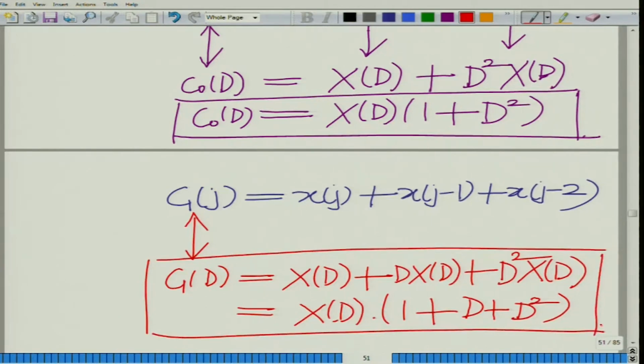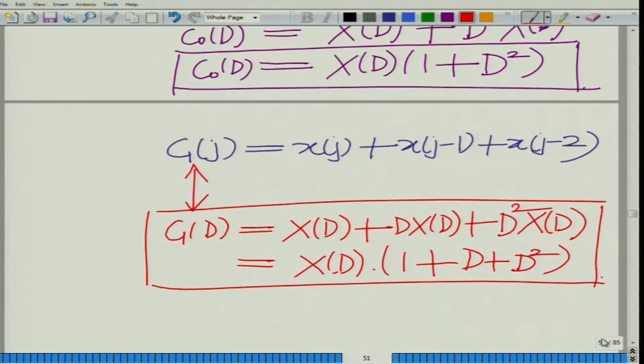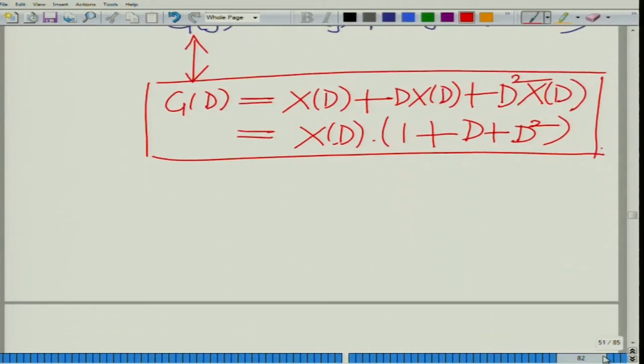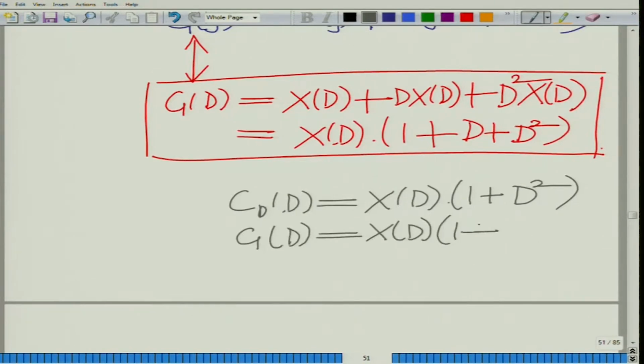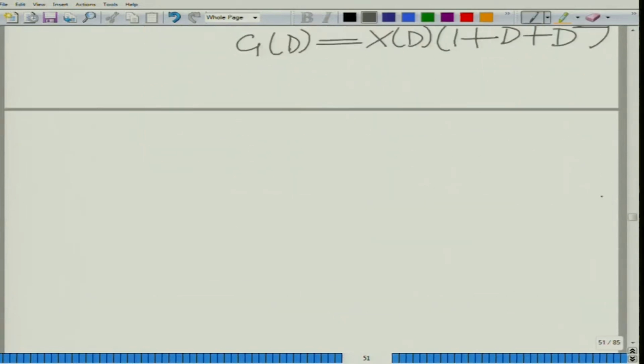Okay, so this is the relation that we have. So finally, to summarize this, we can write in the D transform domain C0 of d equals x of d into 1 plus d square, C1 of d equals x of d into 1 plus d plus d square. This can now be represented using a shift register architecture.